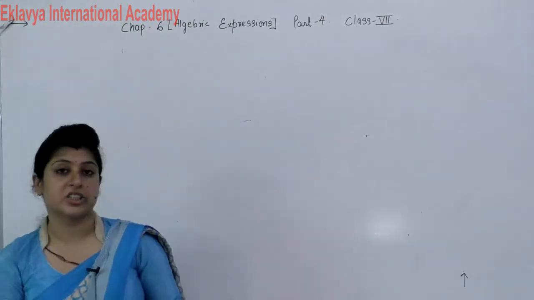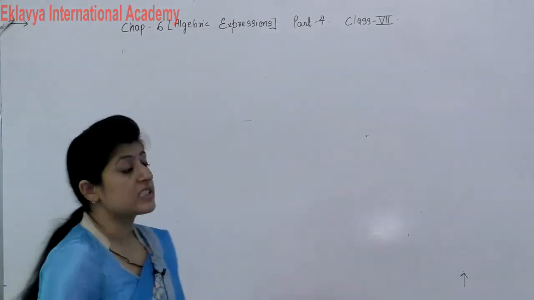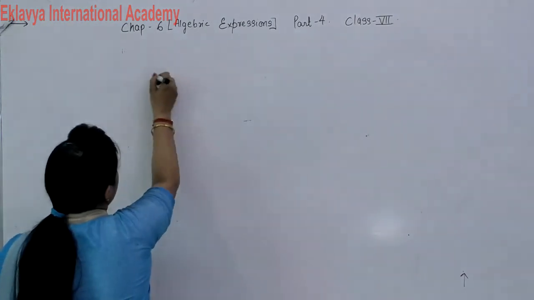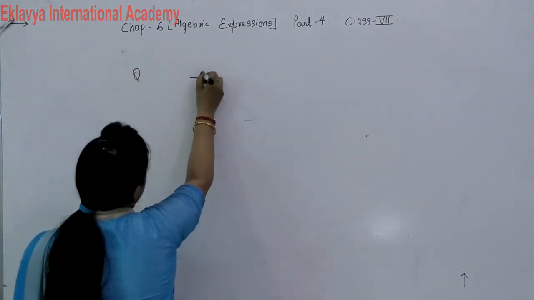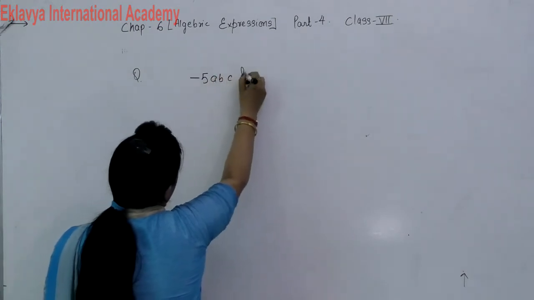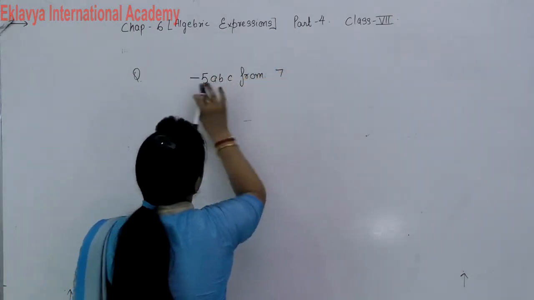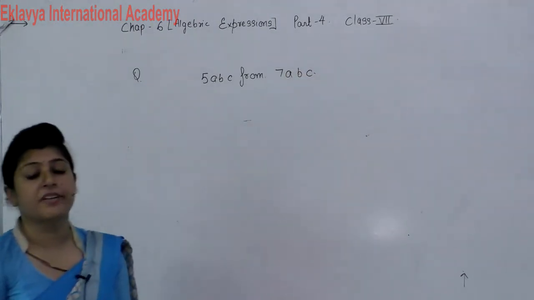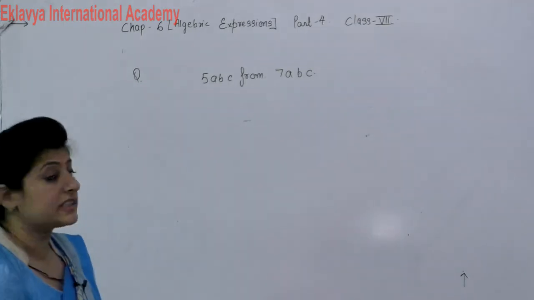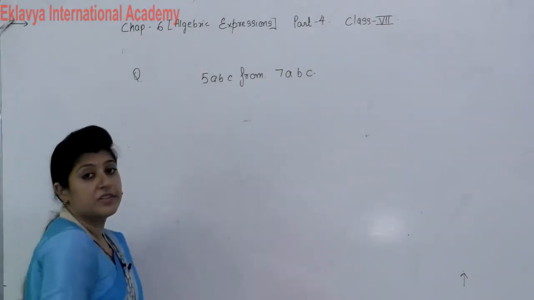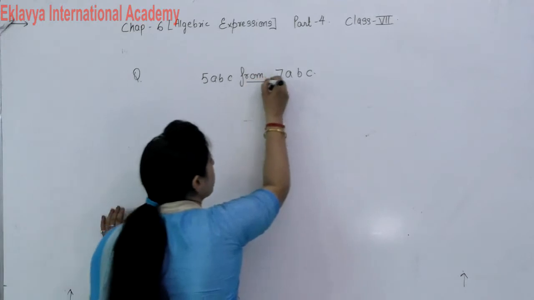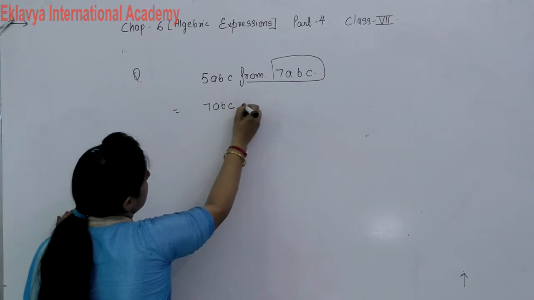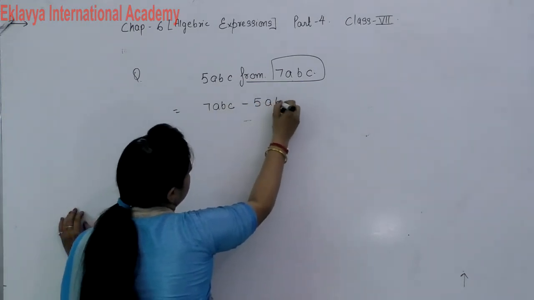How to do subtraction? Firstly, we will take simple expressions. Suppose I want to subtract 5abc from 7abc. Then what result will we get? In subtraction, after "from" we write down first: 7abc minus 5abc.